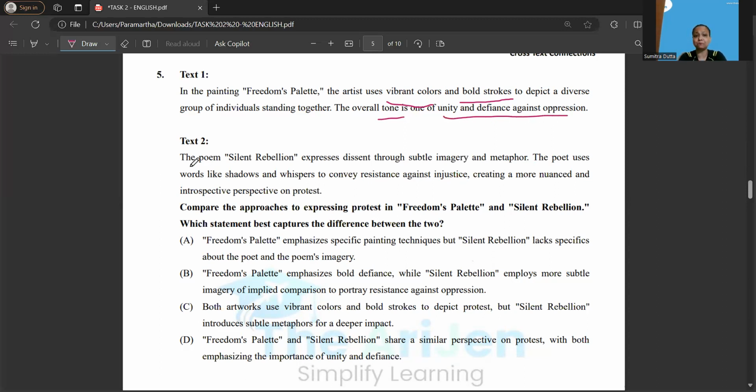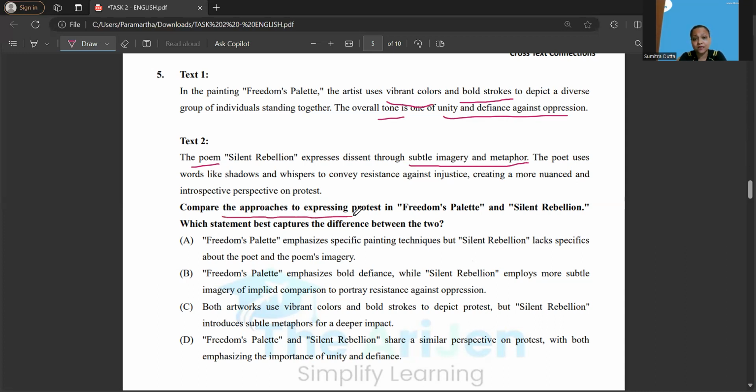Text 2, the poem. There is a poem here. Silent Rebellion expresses dissent through subtle imagery and metaphor. You know, imagery means imagery about happiness, imagery about ominous choices, imagery about dark resolutions. Poets use imagination and they put imagery to actually reveal their thought process. The poet uses words like shadows and whispers to convey resistance against injustice, creating a more nuanced and introspective perspective on protest.